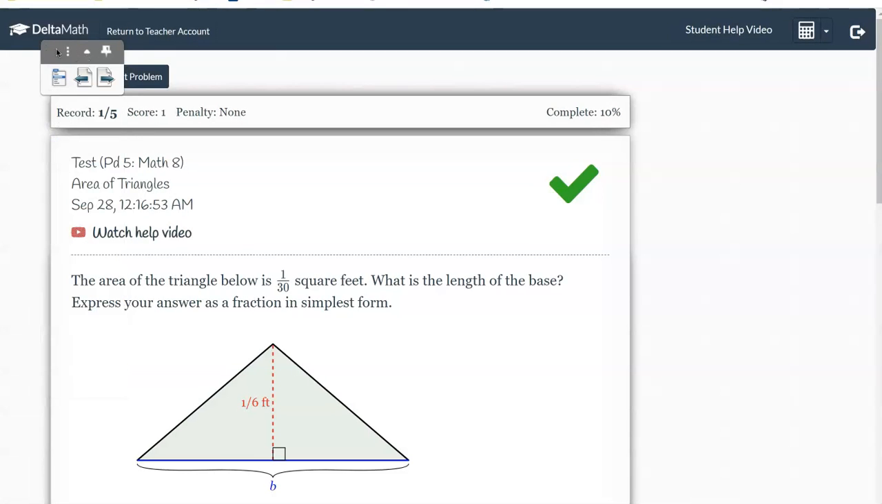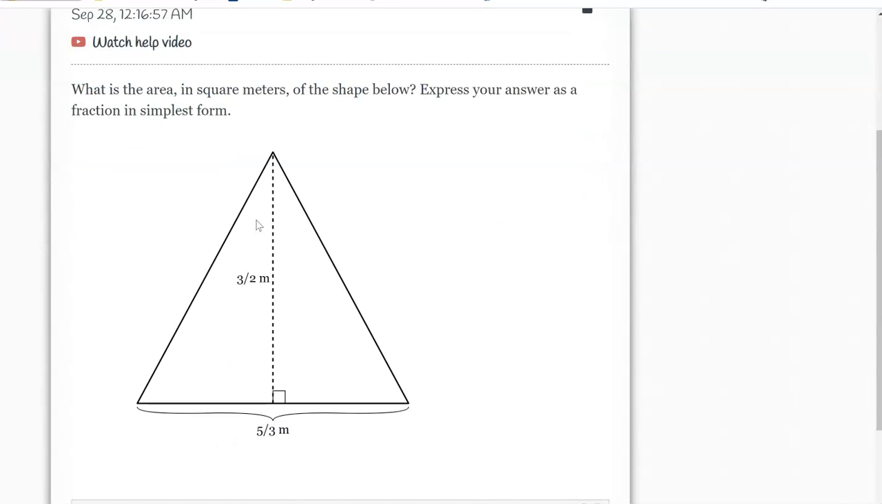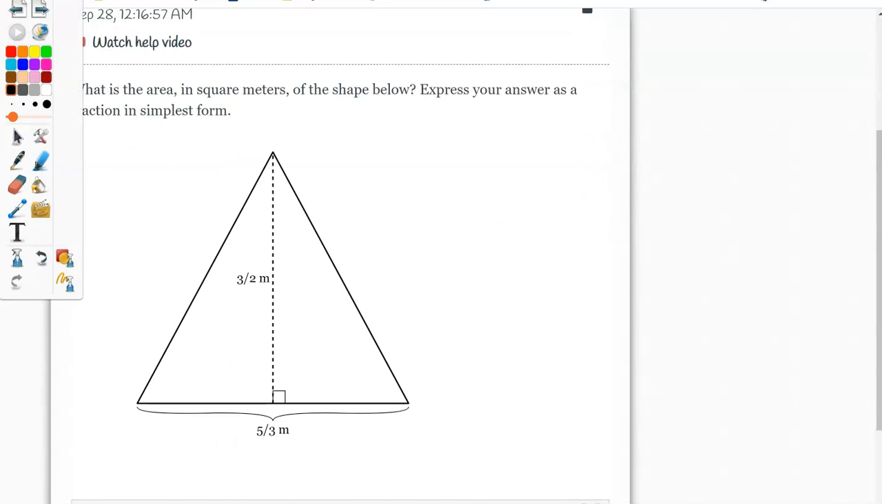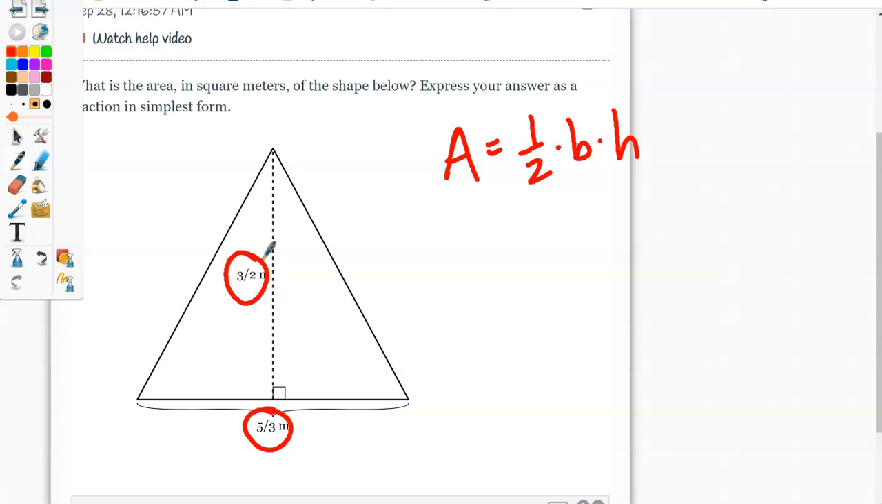Okay, let's try this one more time. What is the area for the shape below? Well, again, I have a triangle here, and the area of a triangle is half the base times the height. So the base is 5/3, and the height is 3/2. So the area is 1/2 times the base, which is 5/3, times the height, which is 3/2.